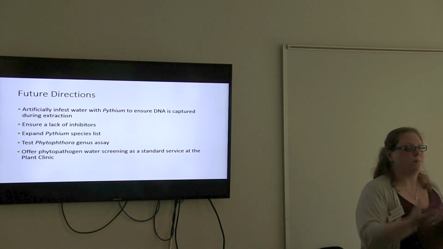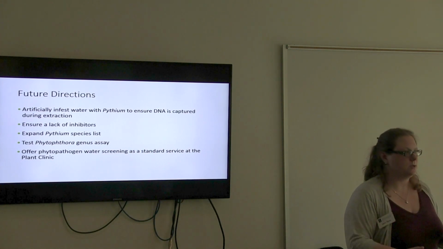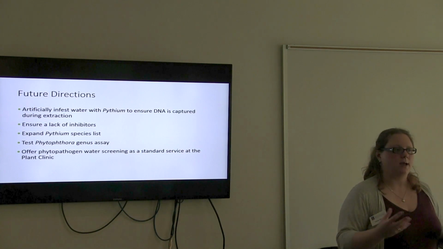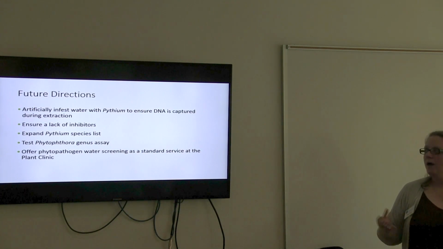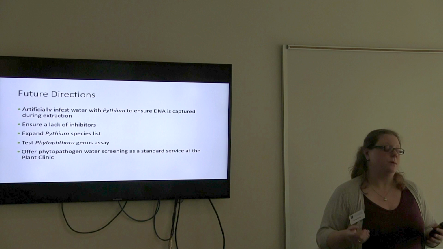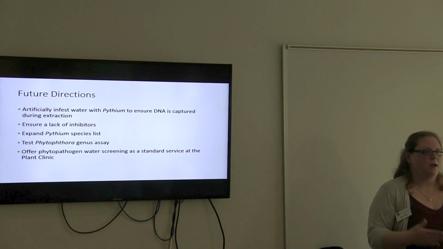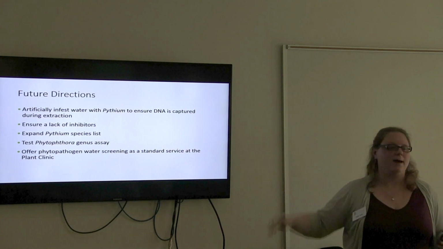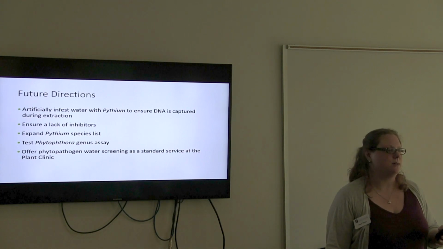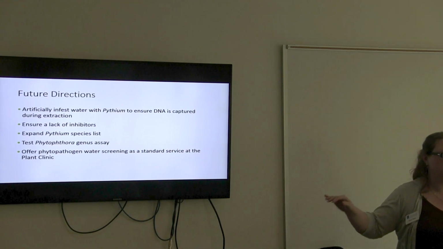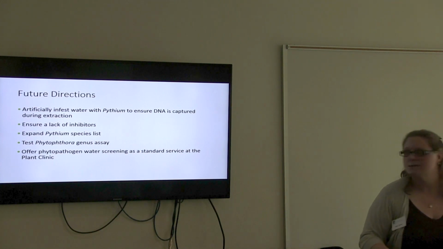Then we'll do the membrane collection and DNA extraction, and make sure that we are actually able to capture that DNA. We're going to check that there is a lack of inhibitors. If we have inhibition during PCR, that can lead to a false negative. However, we've already worked on that, and there does not seem to be any inhibition going on. So all those 11 negatives, I feel pretty confident are actual negatives.